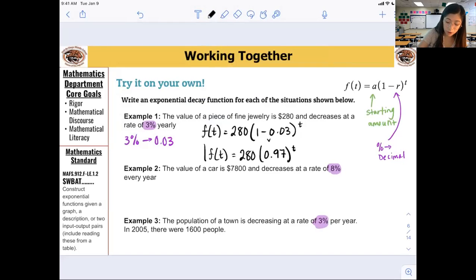And remember, you always want to make sure you do that. I don't want you to leave it as 1 minus 0.03. Your final answer should be completely simplified inside of the parentheses, okay? So it's not wrong technically if you didn't simplify it, but for my purposes and for this class, we're always going to simplify. So any questions on number 1?